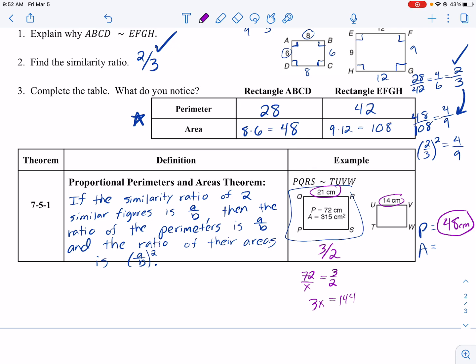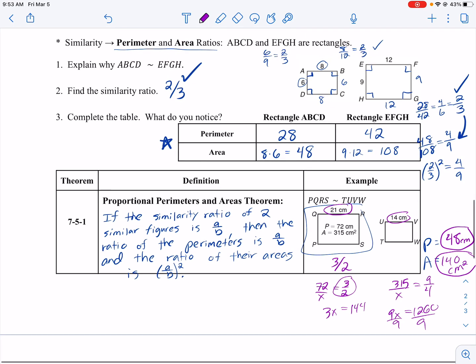Let's do the same for area. Area would just be 315 to the area of our smaller rectangle. But now using this similarity ratio squared, so 9 to 4. Cross multiply, we get 9x equals 1,260. Divide by 9. We get an area of 140 centimeters squared. Okay. So the ratio of the perimeters in similar polygons is the same as the similarity ratio of the sides. And for area, it's the ratio of the sides squared.